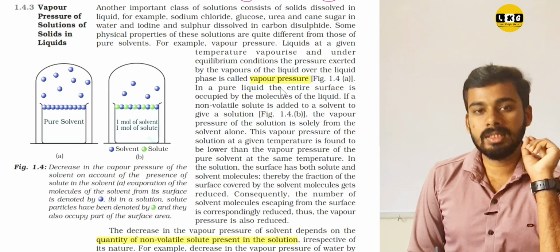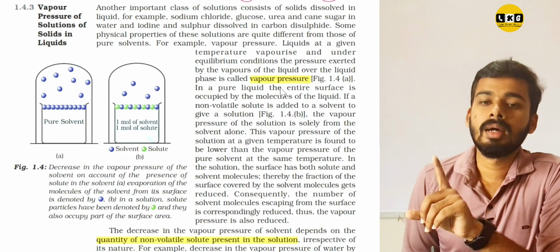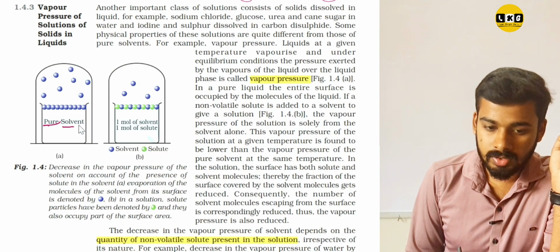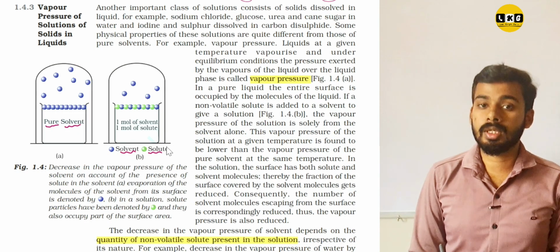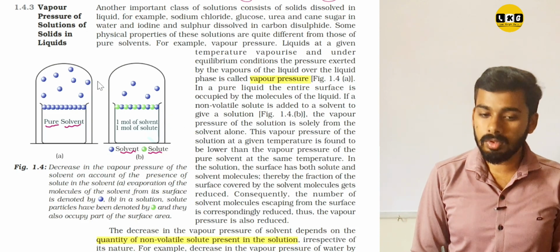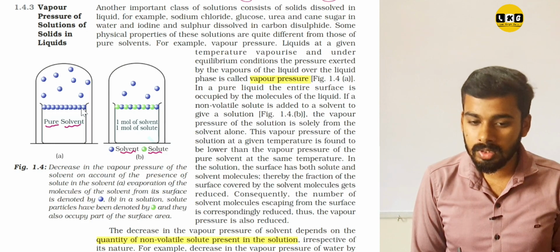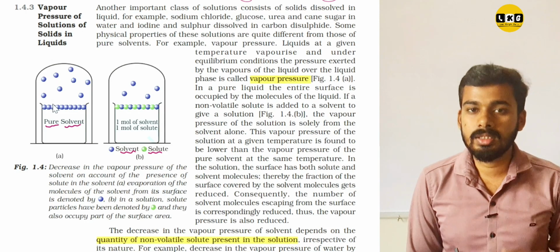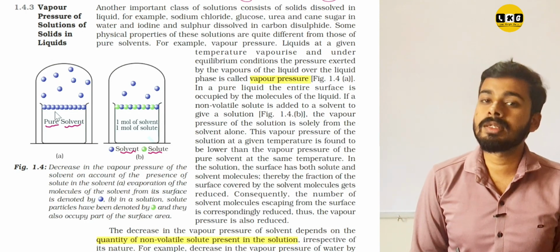If we consider two cases, that is pure solvent and a mixed solvent, here the diagram is given. This is a pure solvent, this is a mixture or solution. If you observe here, in the pure solvent we have at the surface only one type of atoms, that is nothing but pure solvent molecules or particles, because nothing is mixed into it.